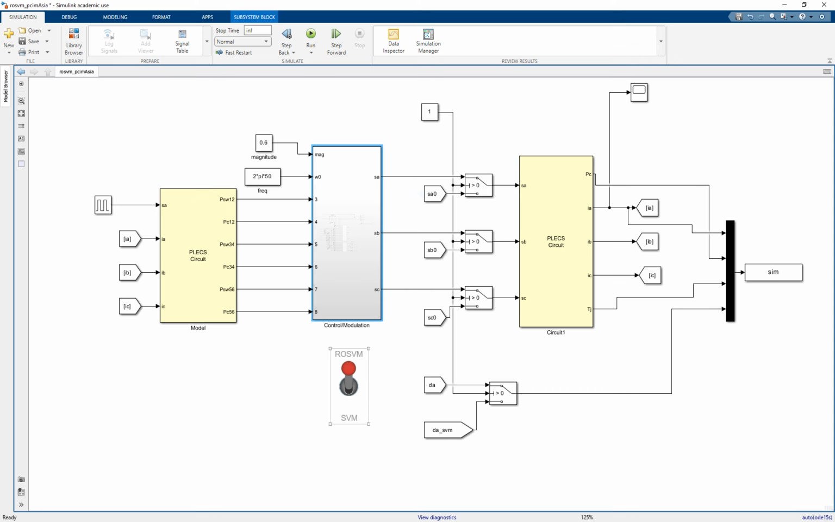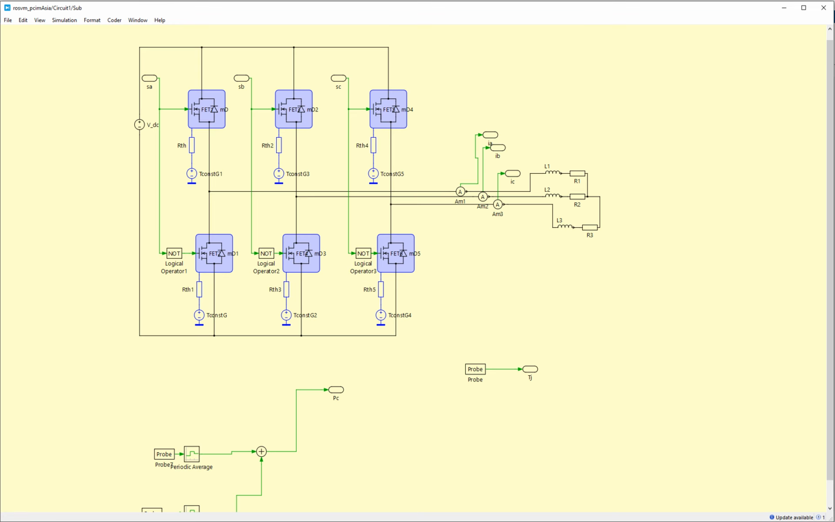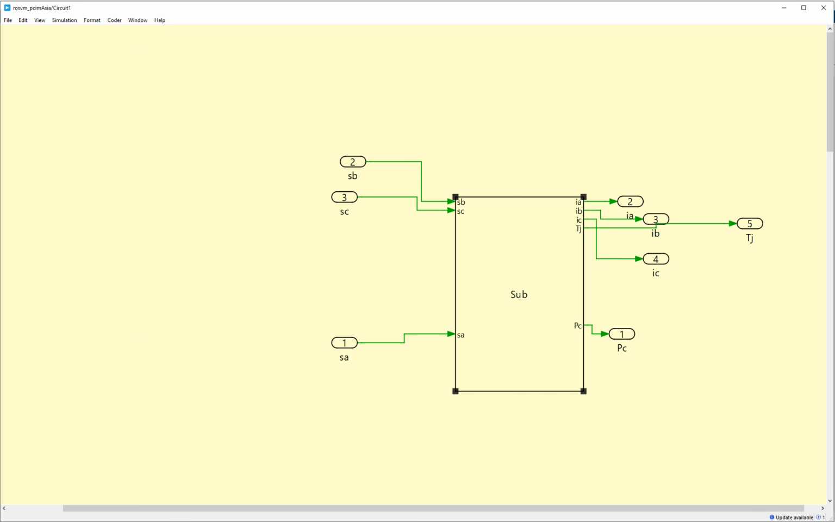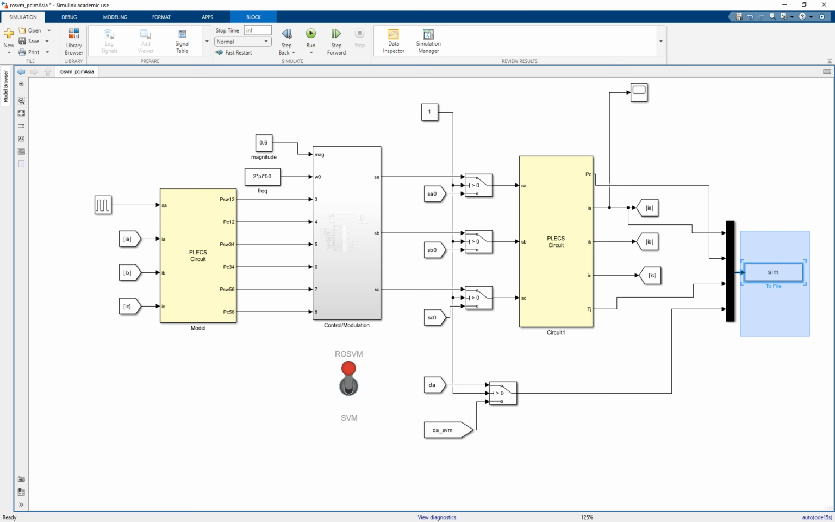So going back up, I have put a switch here to select different modulation techniques. Now it's on my reliability optimized SVM, but you can simply switch it with this key. So we can compare it with the SVM from MATLAB or use this optimization method. And inside, you have your 2-level 3-phase power converter sitting here, measuring everything, power losses and junction temperature, to capture and record into a file.